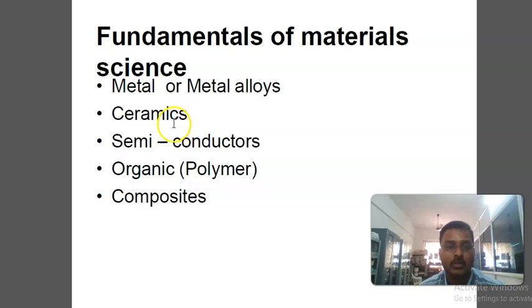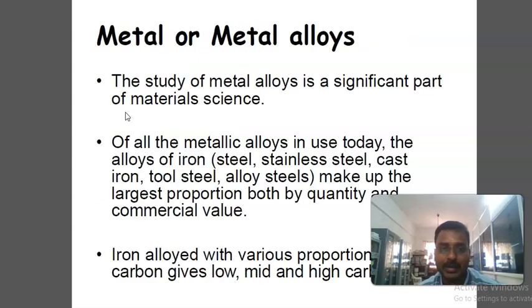Okay, the fundamentals of material science cover metals or metal alloys, ceramics, semiconductors, organics or polymers, and then composites. Metals or metal alloys: the study of metal alloys is a significant part of material science. Of all the metallic alloys in use today, the alloys are called steel, stainless steel, cast iron, and tool steel. Alloy steels make up the largest proportion, both by quantity and in commercial value. Iron alloyed with various proportions of carbon gives low, mid, and high carbon steels.